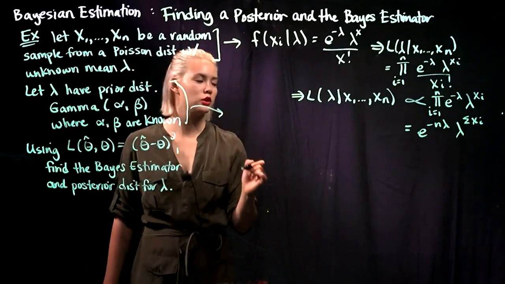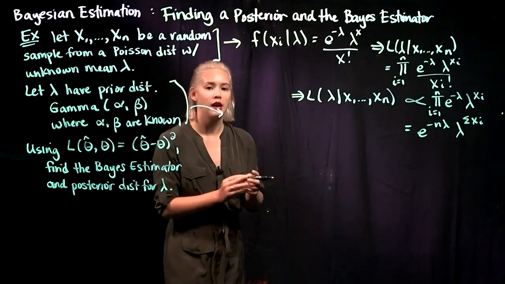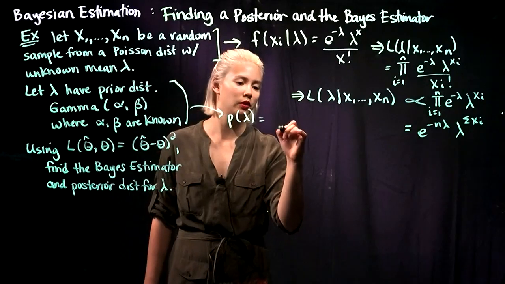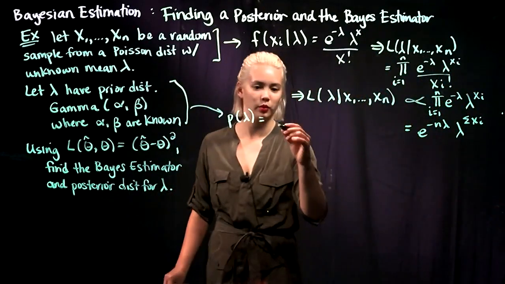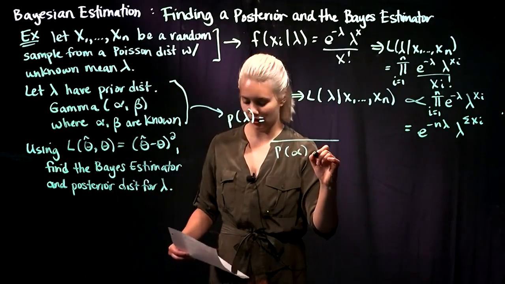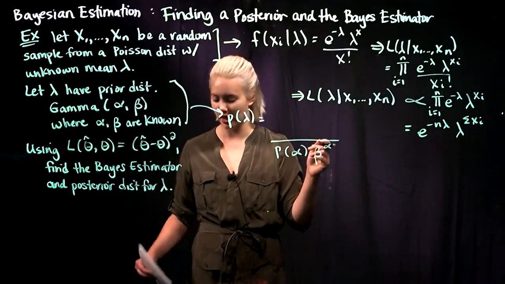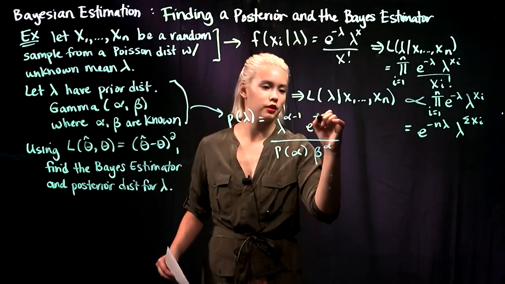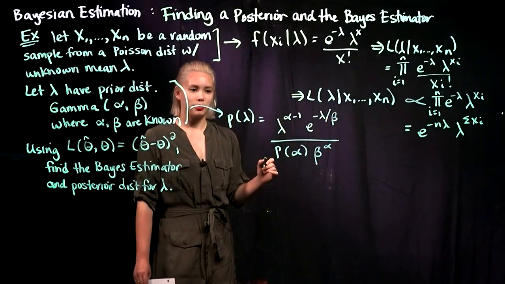If we have a gamma distribution, we can just look that up in the back of the book or something like that. We have a bunch of constants, including the gamma function of alpha, and then beta to the alpha in the denominator. Remember, alpha and beta are known, they're constants. Then up in the numerator, we have lambda to the alpha minus 1, and then e to the negative lambda over beta. So there's our prior distribution.